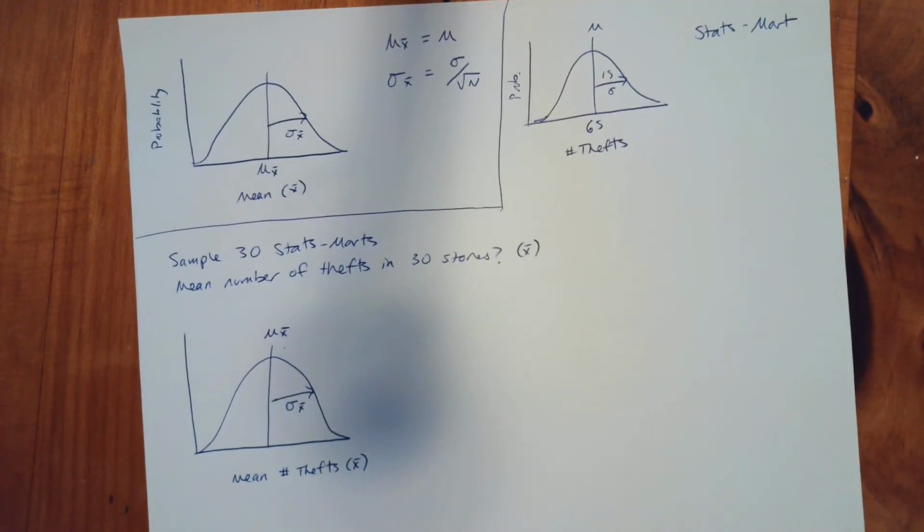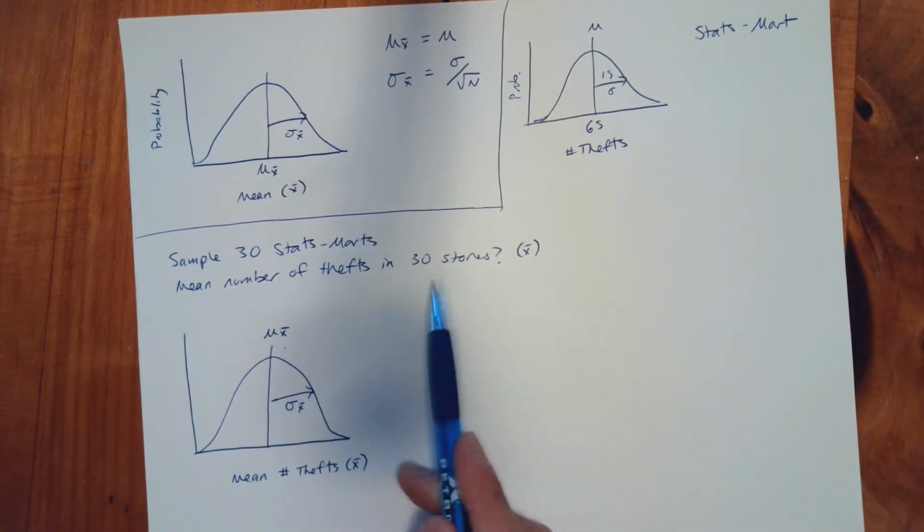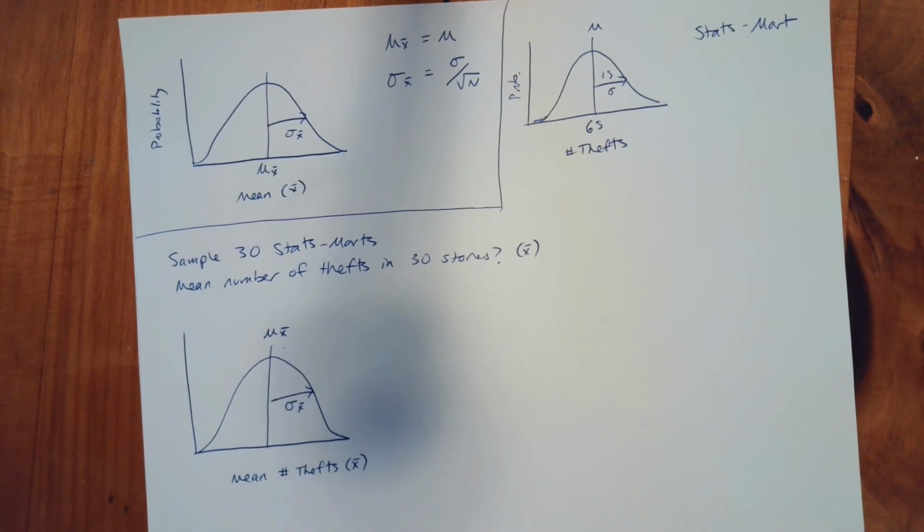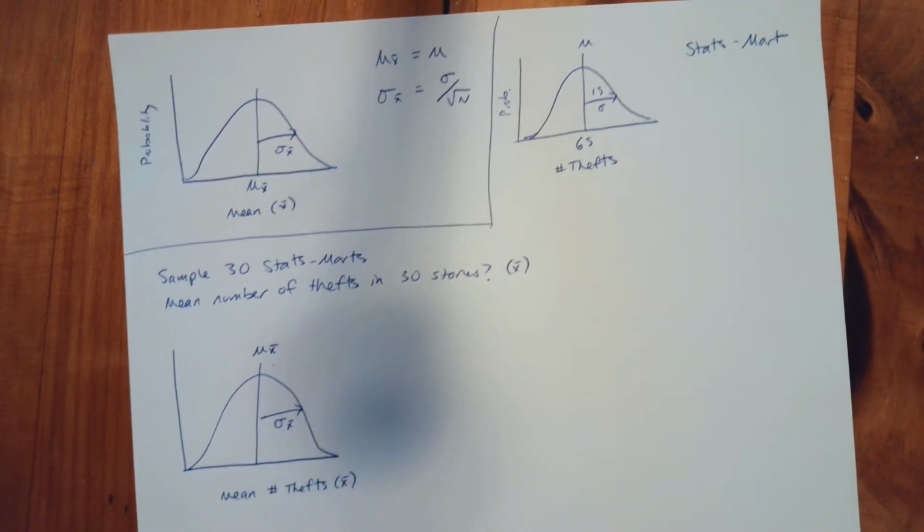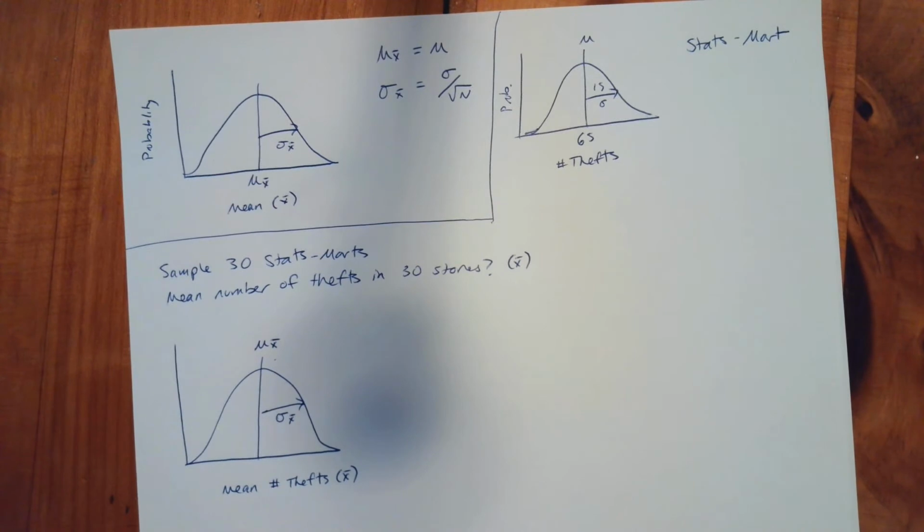And so the sampling distribution tells us a few things, even without the numbers filled in. It tells us that there's going to be some mean number of thefts that's the most likely, and as you get away from that, it becomes less likely that that's going to be the mean number that you actually see in your sample of 30 stores. What we're going to do now is fill in these different values in our probability distribution.